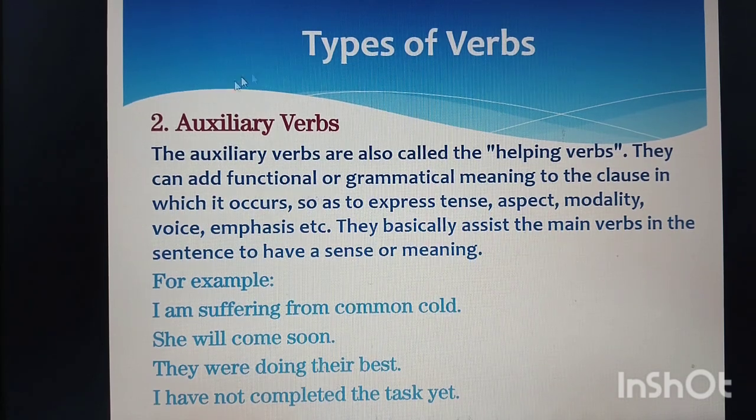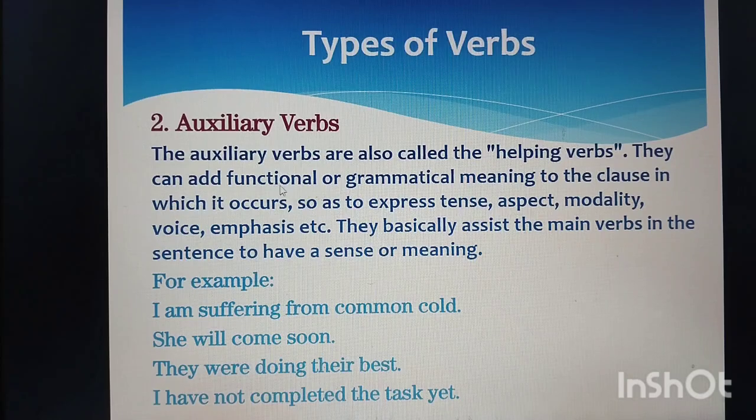Let's talk about another type of verb, number 2. In number 1, we have learned regular and irregular verbs. Number 2, we have to discuss auxiliary verbs. Auxiliary verbs are also called helping verbs because they help the main verb.